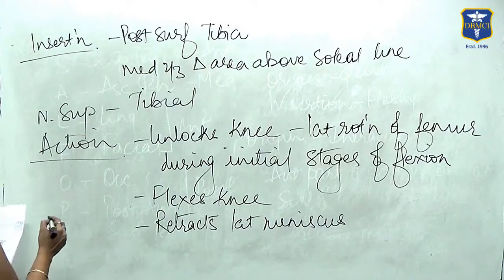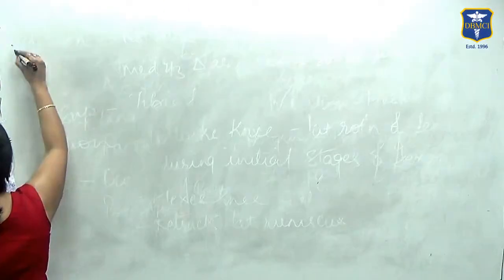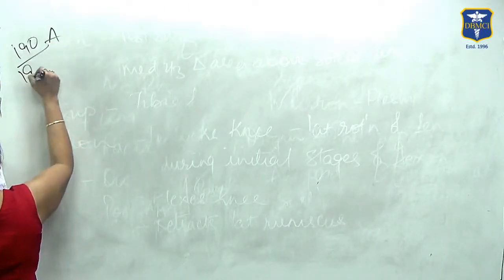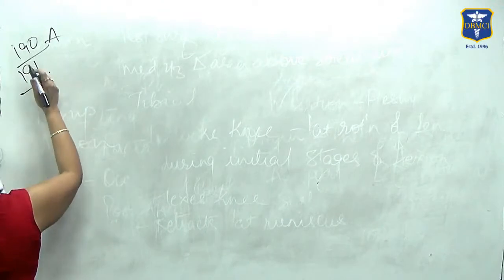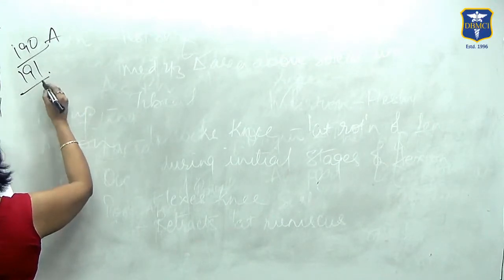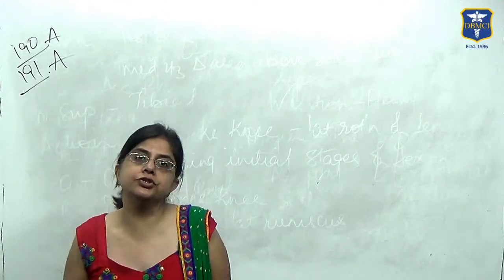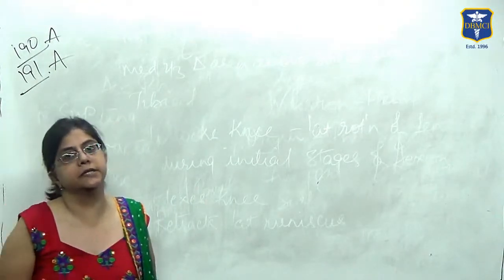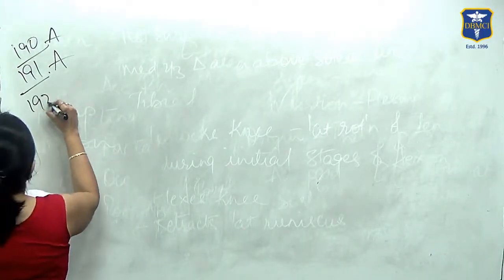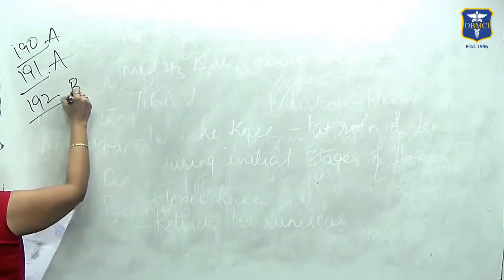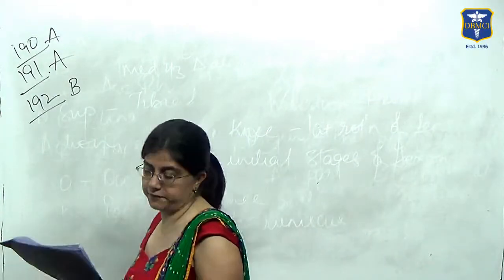Question 190, A. This has been discussed earlier. Question 191, the answer is A. We have already discussed the branches of medial and lateral plantar nerves and the muscles supplied by them. Question 192, the answer is B. Lymphatic flow is maintained by the contraction of muscles.